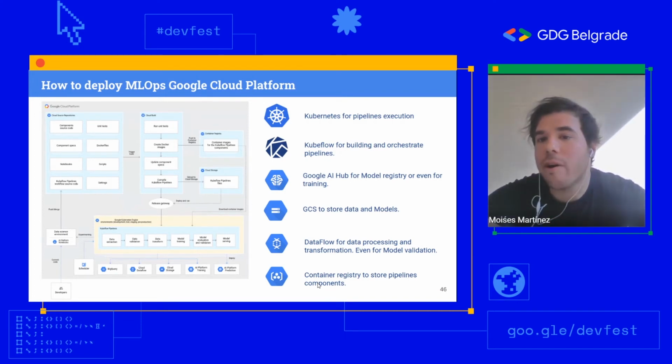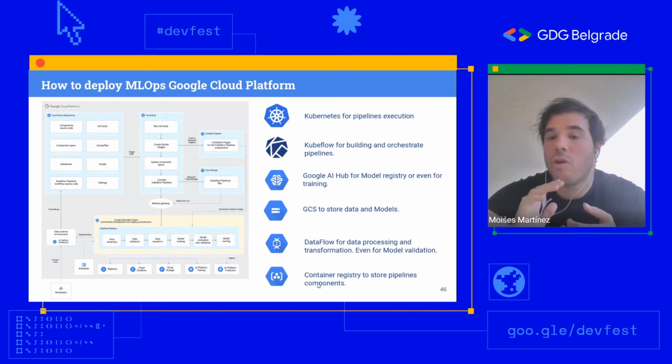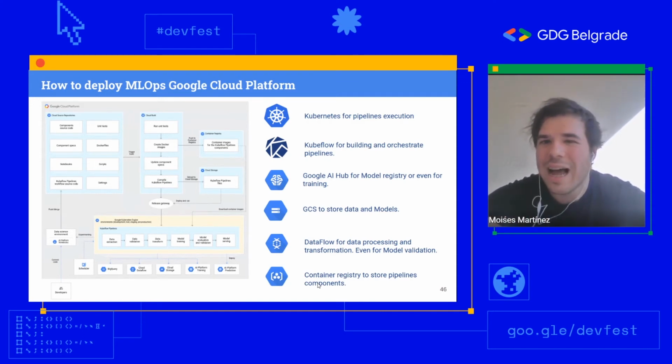The first one is Kubernetes. For pipeline execution, not only for pipeline. Kubernetes is going to execute the training process, which is in the pipeline, and the serving process that is in the pipeline too. Then it's going to execute everything.